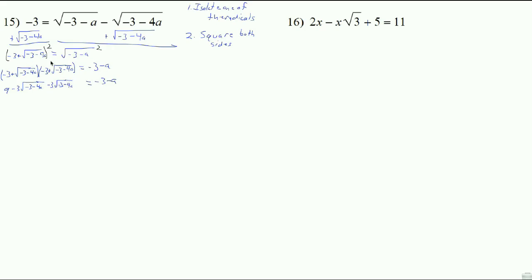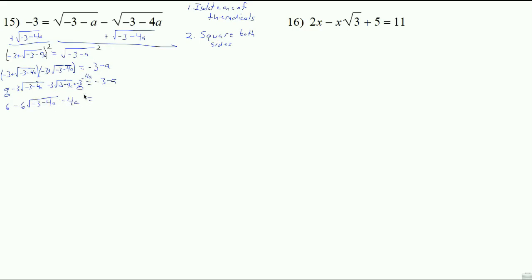And then multiplying these two square roots together, when you multiply a square root by itself, it actually just cancels the square root. So we have plus -3 minus 4a, because a square root times a square root just gives you what's on the inside. We have some like terms to combine over here. We actually have a 9 and a -3, so that gives us 6. And over here, -3 and -3 is -6 times the square root of -3 minus 4a.